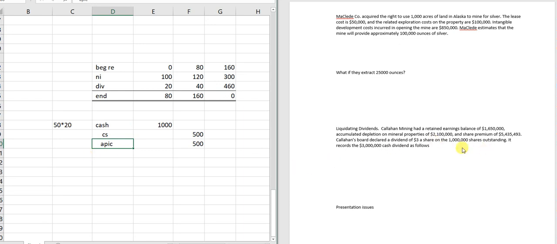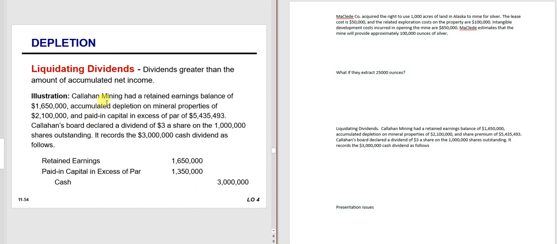So look at this one here. I'm going to go back to your handout. So I have the retained earnings balance of 1,650,000. And I have paid-in capital in excess of par of $5.4 million. I declared a $3 dividend, so it's $3 million. But notice I only have 1.65 in retained earnings. So I paid cash of $3 million, but I can't debit retained earnings and put it down to a negative balance. So I wipe it out to 0, and the rest comes out of paid-in capital.